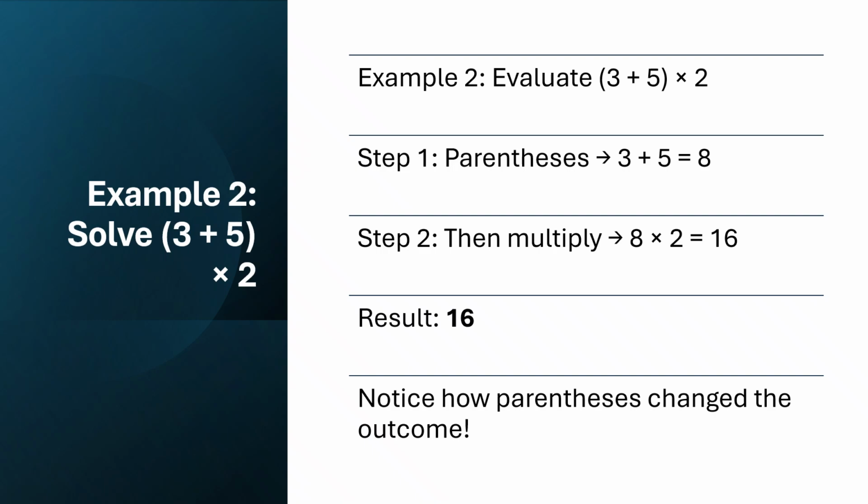Here's another example. 3 plus 5 in parentheses times 2. First, handle inside the parentheses. So 3 plus 5 equals 8. Now multiply the result by 2. So 8 times 2 equals 16. The final answer is 16, which is different from the previous example because the parentheses changed the order. This clearly shows how important it is to respect the order of operations in every part of an expression.